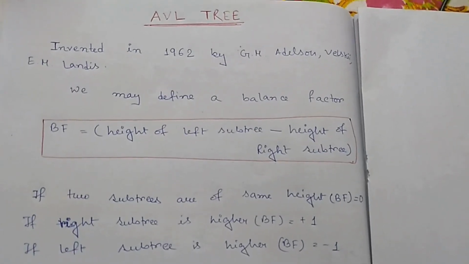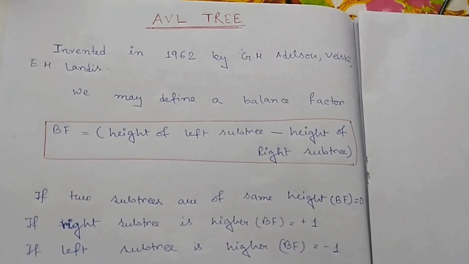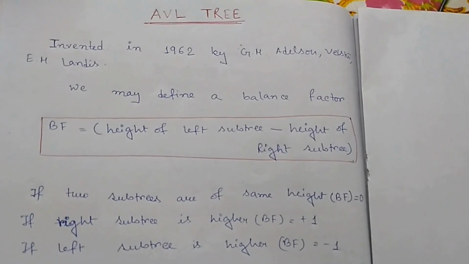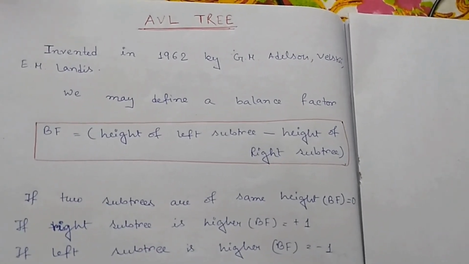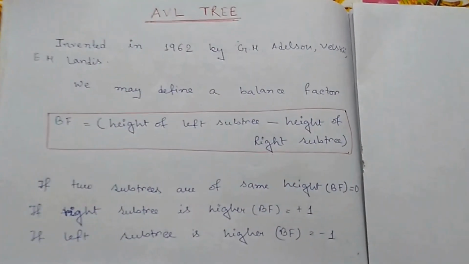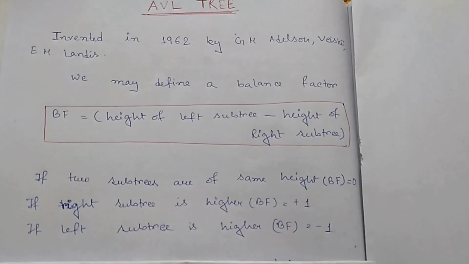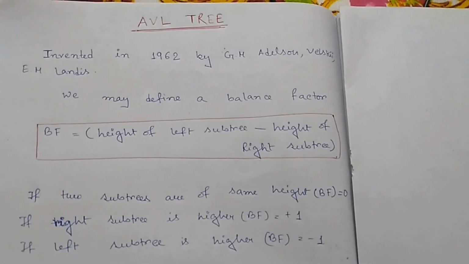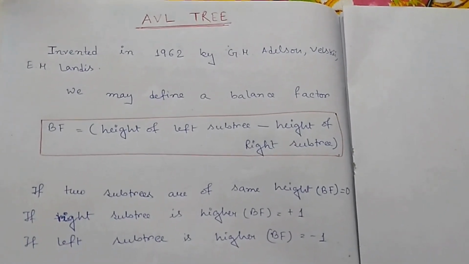AVL tree. This is one of the famous concepts in the tree family. It is also known as a height balance tree. This concept was invented in 1962 by G.M. Adelson-Velsky and E.M. Landis.